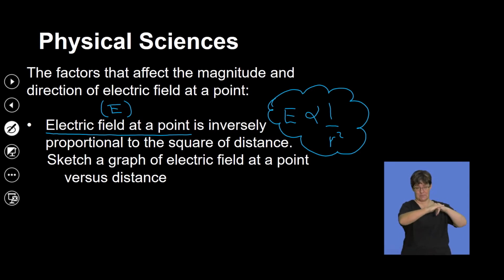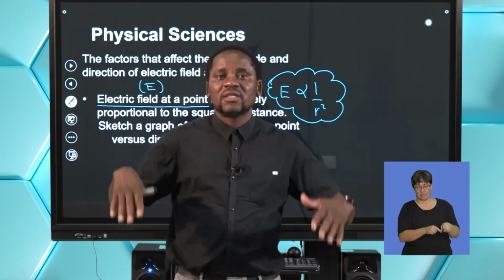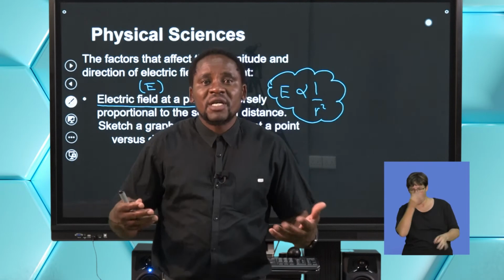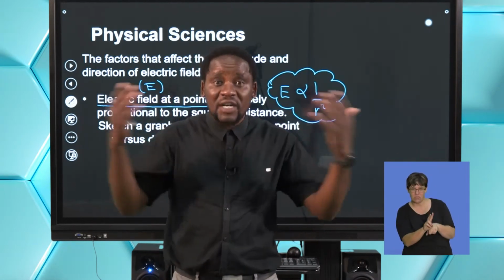So this mathematical relationship: if we increase the distance, what happens to E? If we decrease the distance, what happens to E? This can only be true if we only vary the distance and keep the magnitude of the charge that creates the field constant. Now, this takes us to something very critical in scientific inquiry, experiments and investigations, where we talk about variables.